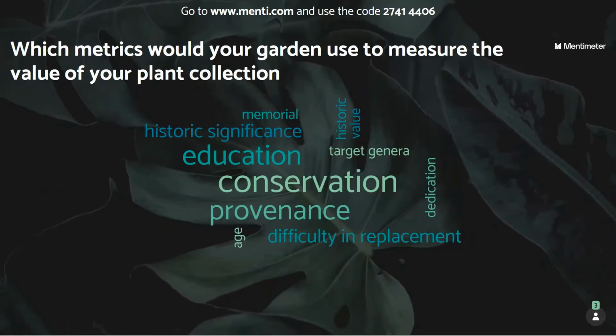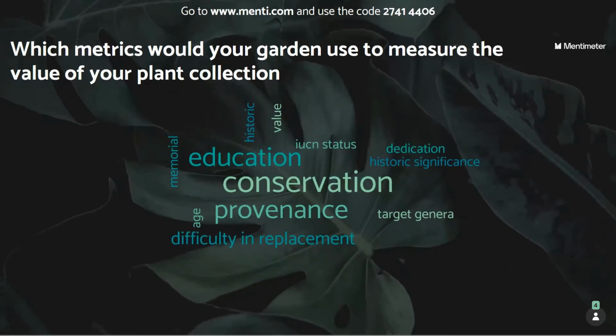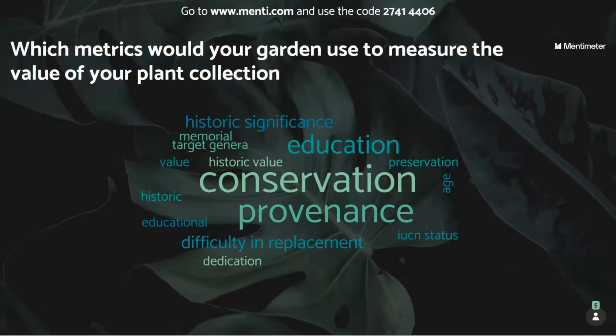Sort of difficulty in replacement. Yeah. That's another interesting thing we've seen, and that is you might have plants that, let's say you have 5 accessions of a species, but you're the only garden among, there's only 3 other gardens in the world who have this species. Of course, it's then very valuable, but even more so because it's very unusual to have in collections, for example.